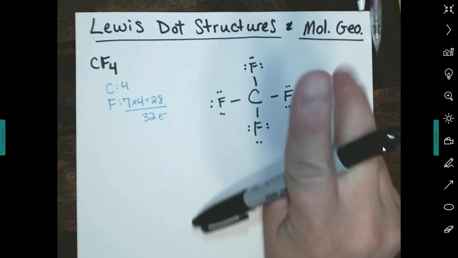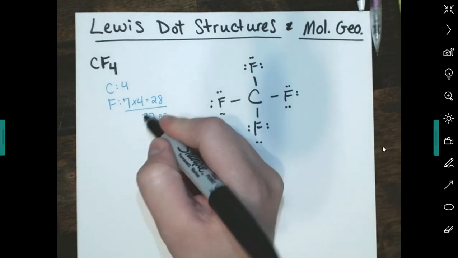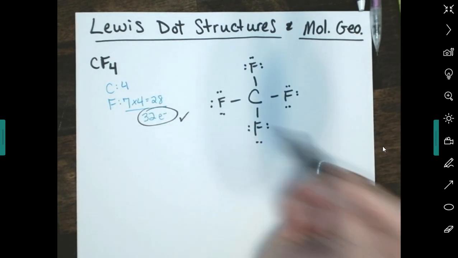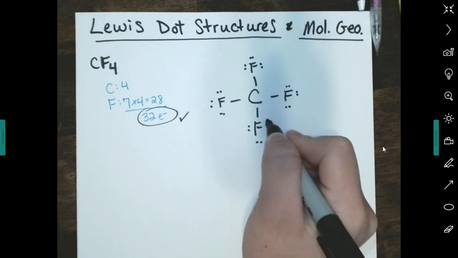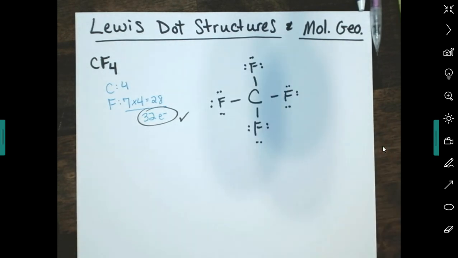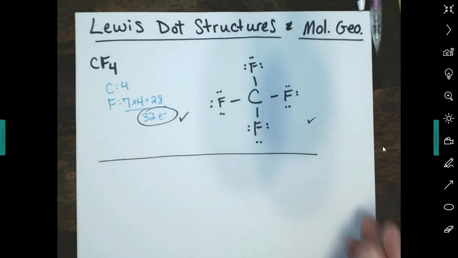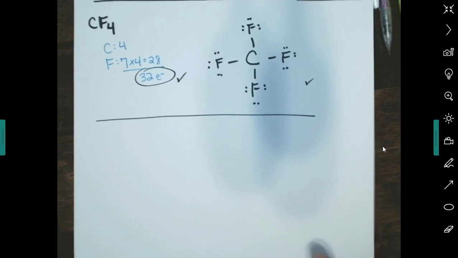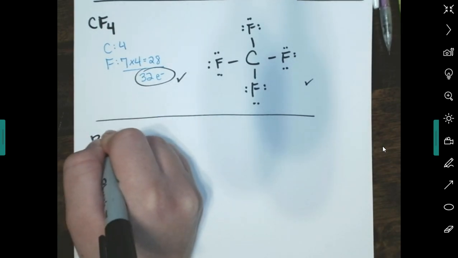So the two things you guys want to check are, have you used all 32? Yes. Does everything have an octet that needs it? Yes. So we are good. That's how you correctly draw a Lewis dot structure. Let's look at a second example, and it's going to deal with an exception to the octet rule.